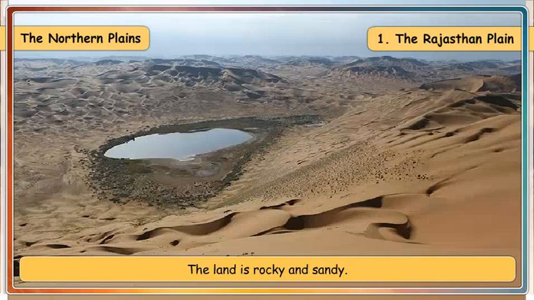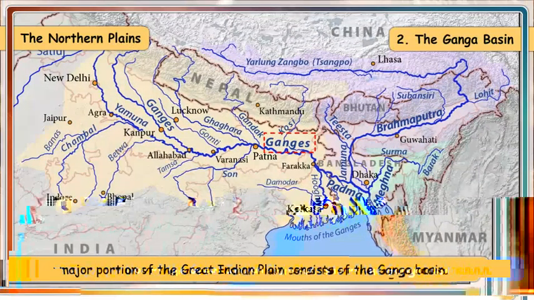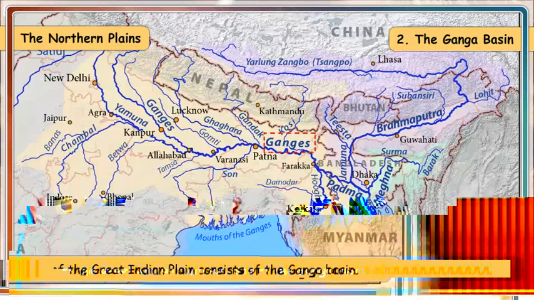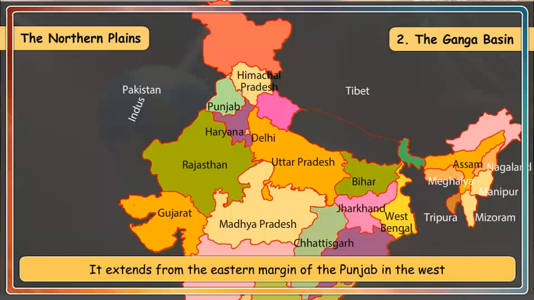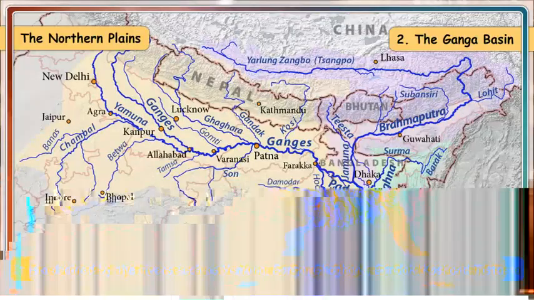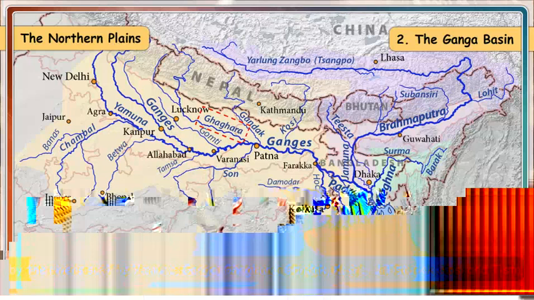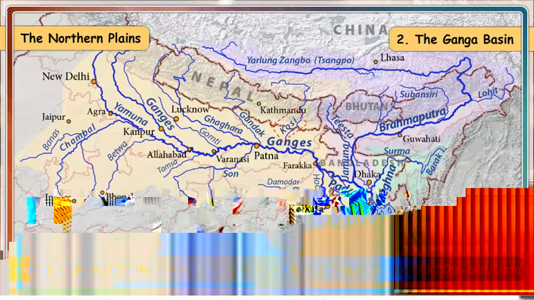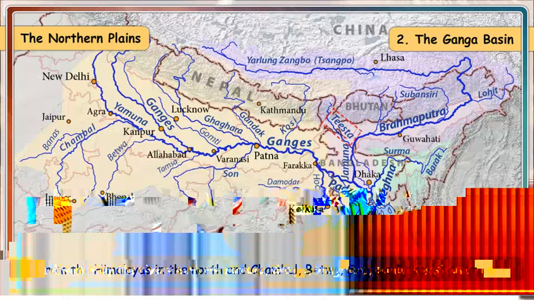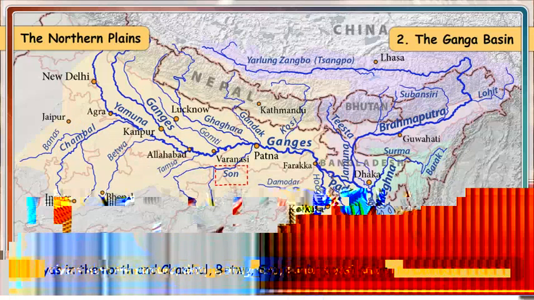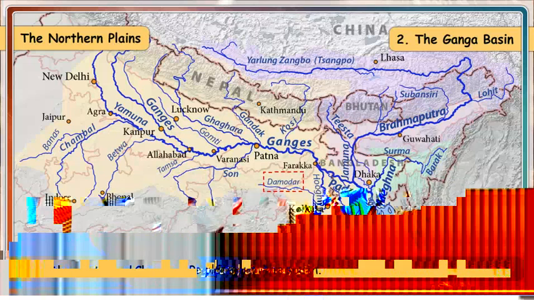The land is rocky and sandy. The Ganga Basin. The major portion of the Great Indian Plain consists of the Ganga Basin. It extends from the eastern margins of Punjab in the west to Bangladesh border in the east. It is drained by the rivers such as Yamuna, Ganga, Ghaghara, Gandak, Kosi and Tista from the Himalayas in the north and Chambal, Betwa, Son and Damodar from the plateau in the south.